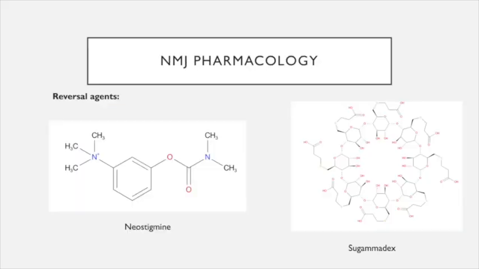So also reversal agents is something that one has to consider. Again, a little bit beyond the scope of this presentation, but I still feel for completeness' sake it's important that we look at them. So the two main reversal agents that you may have been exposed to in clinical practice are neostigmine and sugammadex. Neostigmine is an acetylcholinesterase inhibitor.